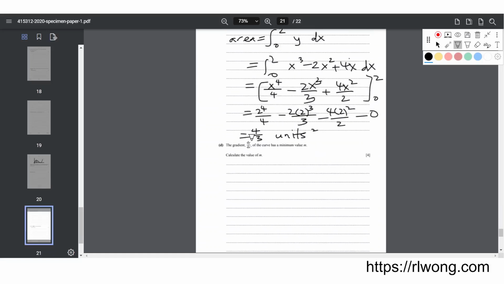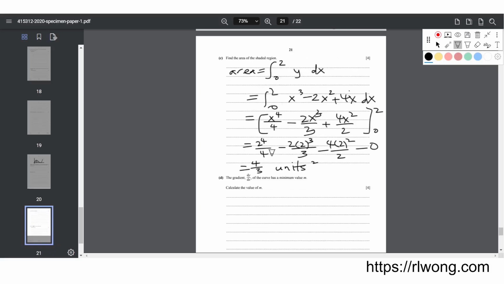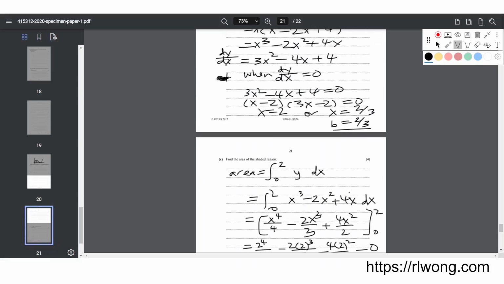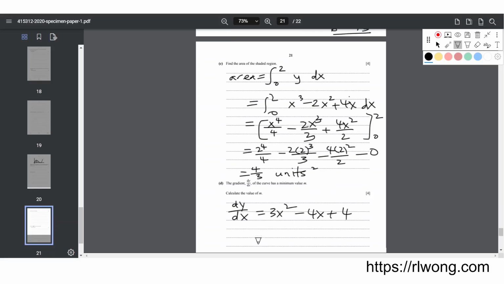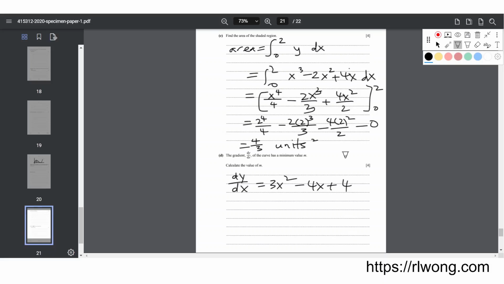Next, part d: the gradient dy/dx of the curve has a minimum value m. Calculate the value of m. Let's take a look at the gradient. dy/dx is equal to 3x squared minus 8x plus 4. Let's first write this down. We know that this is a quadratic function. To find the minimum value of a quadratic function, we need to complete the square. So let's complete the square.